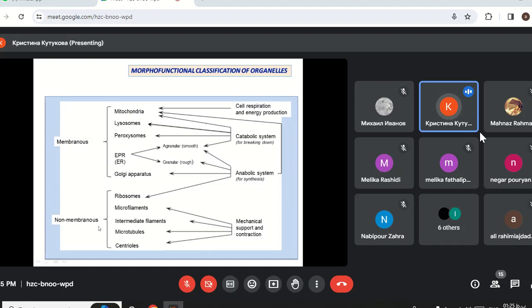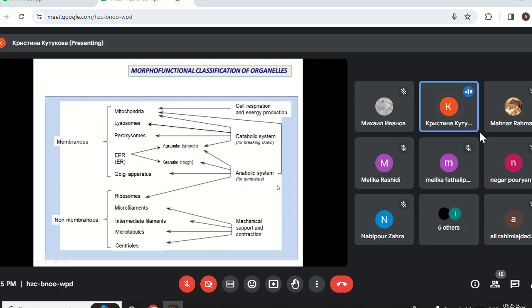Non-membranous have no membranes in their structure, and they are ribosomes, 3 types of cytoskeleton elements: microfilaments, intermediate filaments, microtubules, and centrioles. They are for mechanical support, contraction, and some other different function.